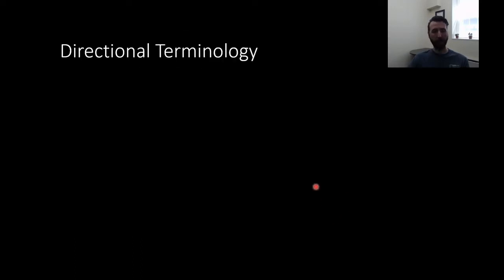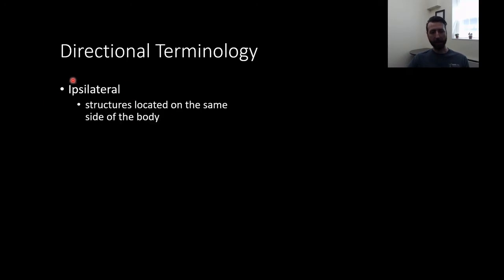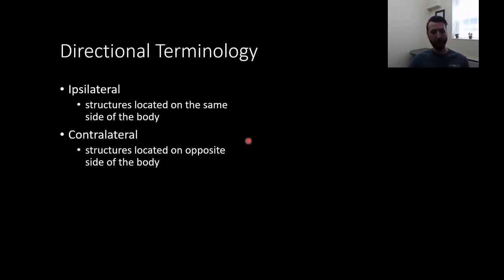Let's outline some other terms that I'm going to be using throughout this unit. Ipsilateral. This means structures located on the same side of the body. So if I say that I'm referring to, I don't know, your arm and your ipsilateral leg, it would mean the arm and leg on the same side of your body. Contralateral means structures that are located on the opposite side of the body. So your arms are contralateral to one another.